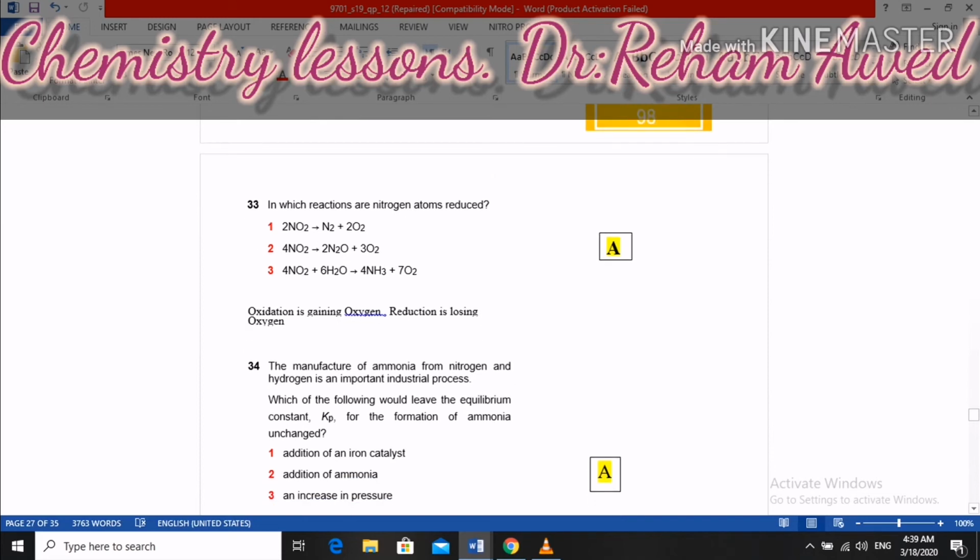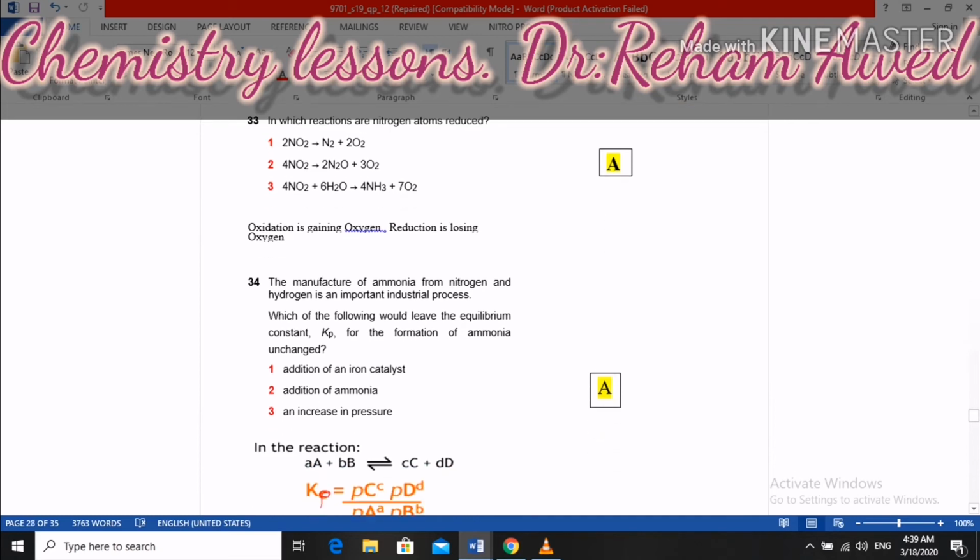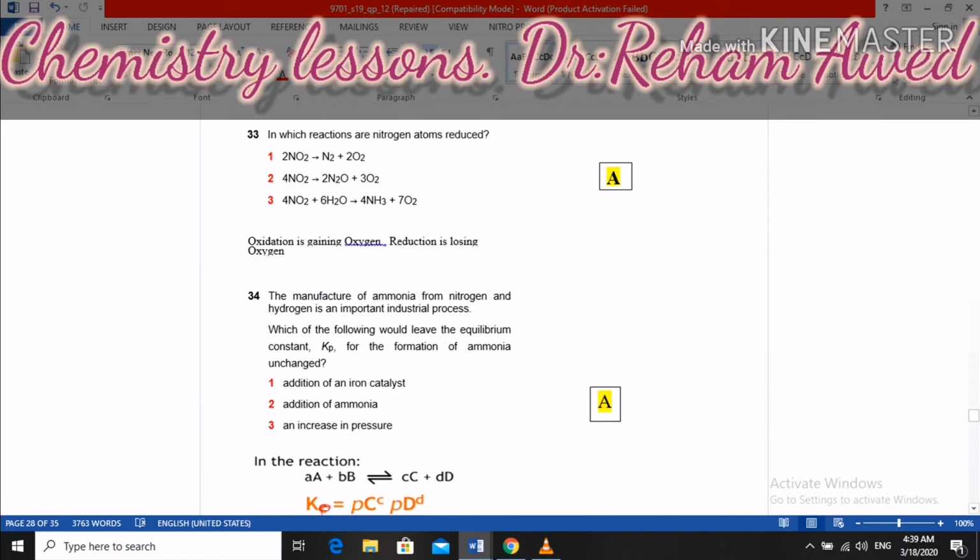Oxidation is gaining oxygen and reduction is gaining hydrogen or losing oxygen. Okay? Question number 34. The manufacture of ammonia from nitrogen and hydrogen is an important industrial process. Which of the following would leave the equilibrium constant Kp for the formation of ammonia unchanged?